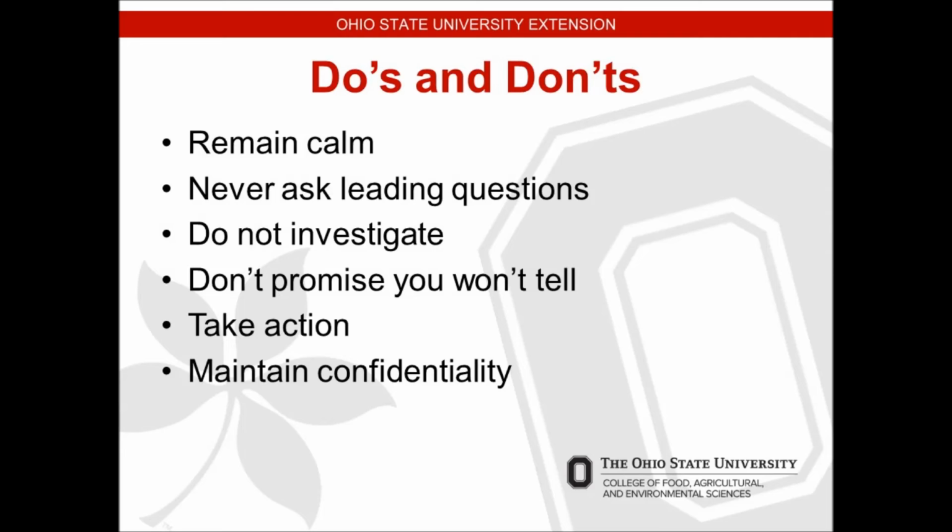So we also want to remember to remain calm when we're talking with children. Never ask leading questions and do not investigate. Don't promise the child that you will not tell, because you do have to report, and that involves telling someone about what you know. It also involves taking action, which means making that report that is necessary to keep a child out of harm's way or to get them help, and to maintain confidentiality. The only people you should be talking to are the reporting folks, as well as making sure that extension professionals know about the situation.